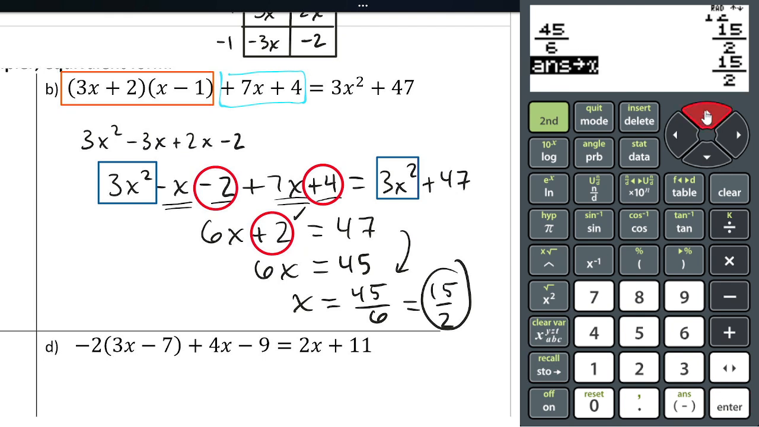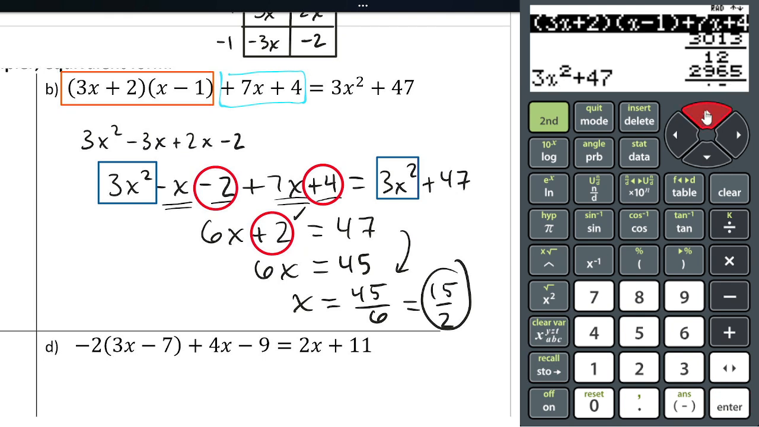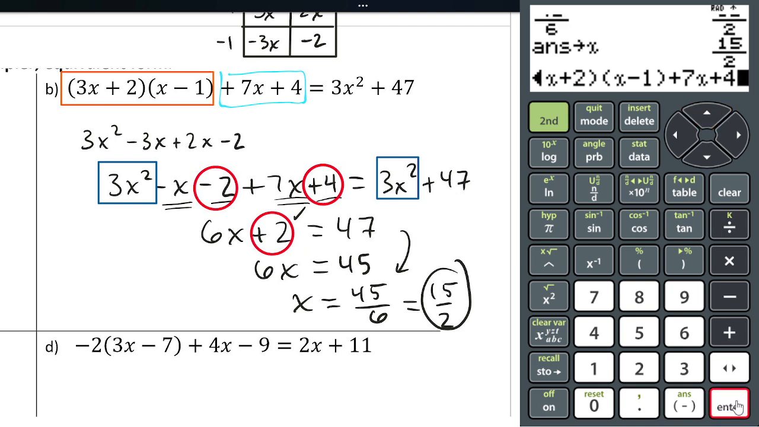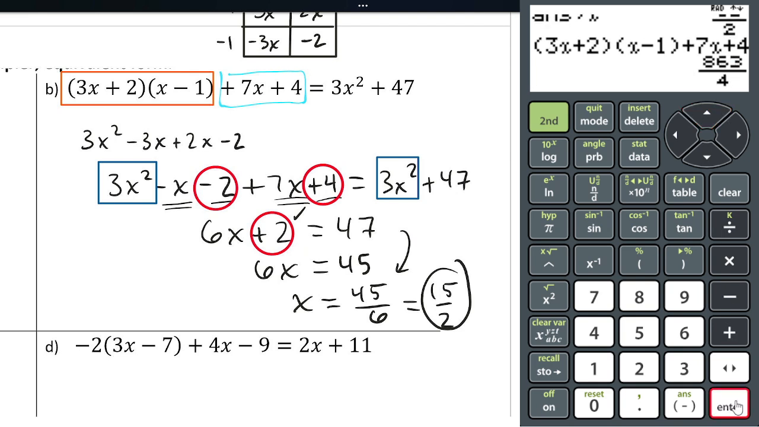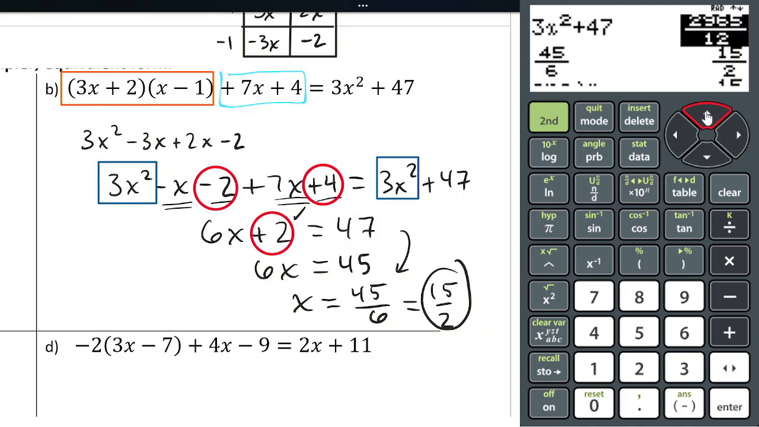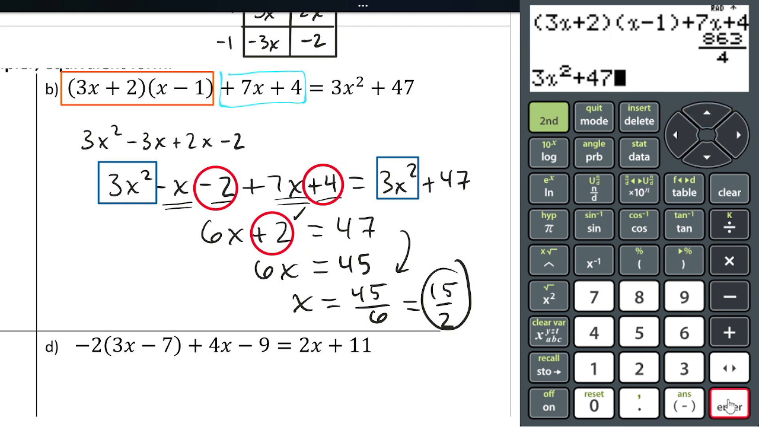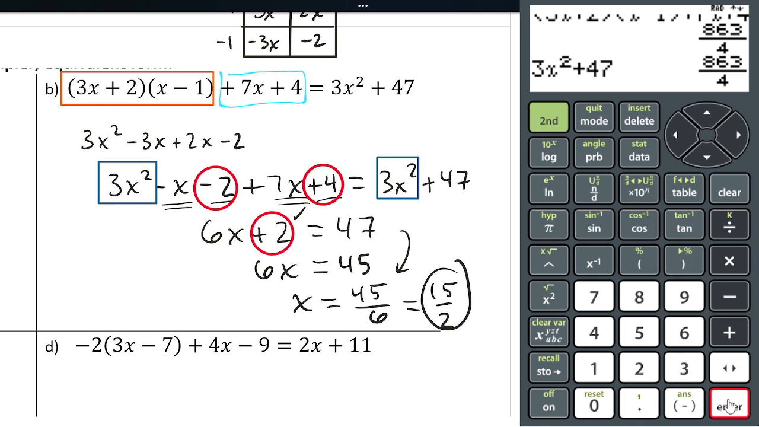The thing I love about this calculator is I don't have to type the sides again. I can go up and grab the left-hand side that I typed already, reevaluate it, and it gives me 863 over 4. I'm going to go grab the right-hand side of the equation, which is here, and now I'll reevaluate that with my new value of x, and I get 863 over 4. So this is clearly the value of x that makes both sides of this true.